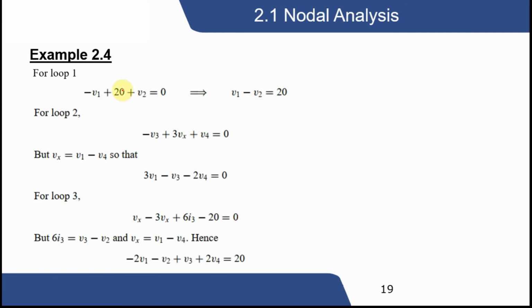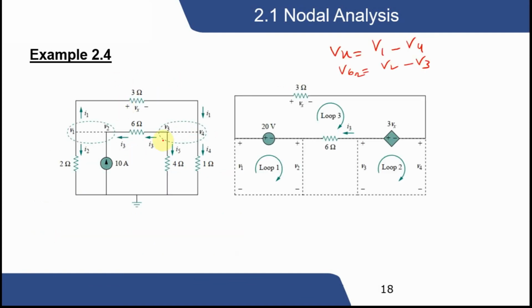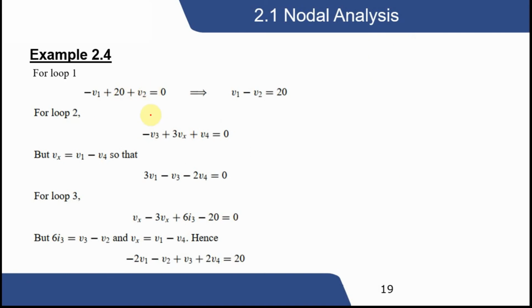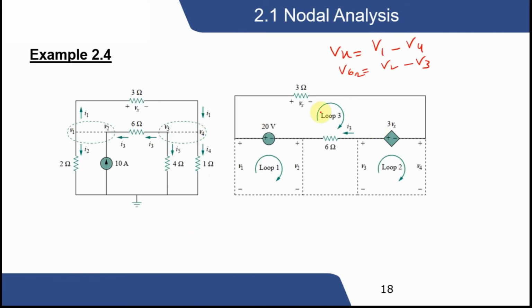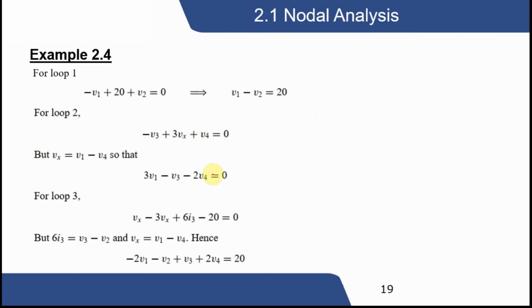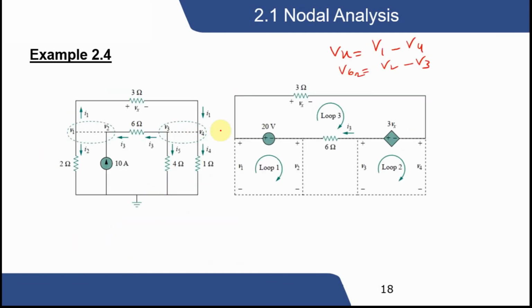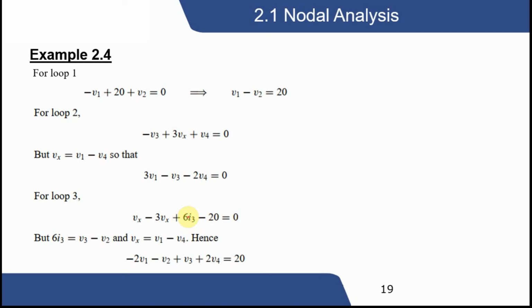So we have three loop equations as I discussed. We have minus v1 plus 20 plus v2. We have another loop, loop 2: minus v3 plus 3vx plus 4v4. And for the third equation we have minus 20 plus vx minus 3vx, and for the voltage across the 6 ohm we have 6i3, right? Because i3 is a loop.